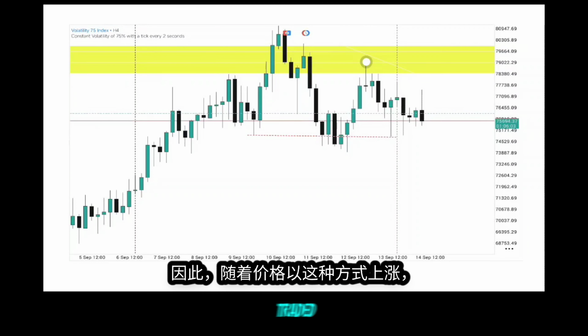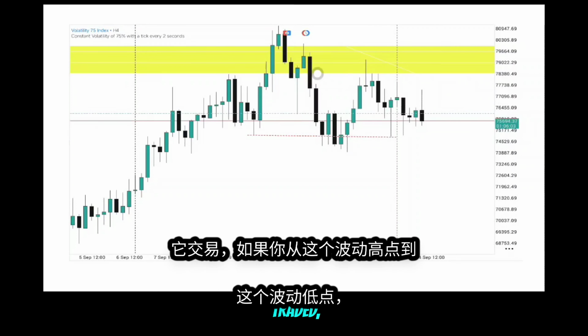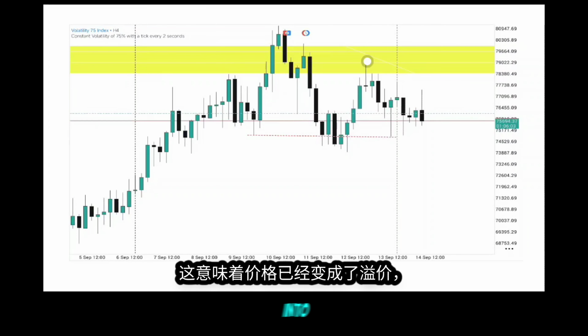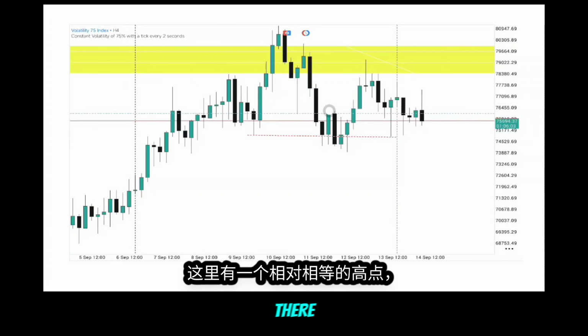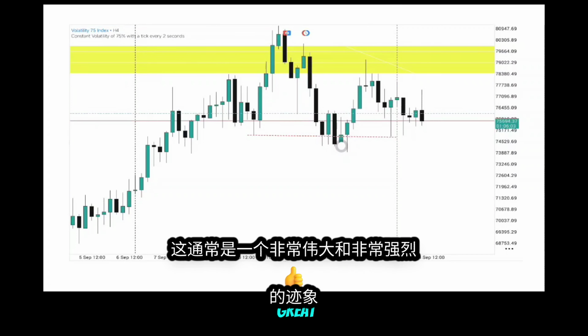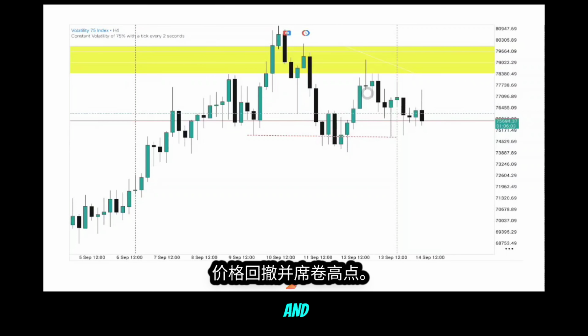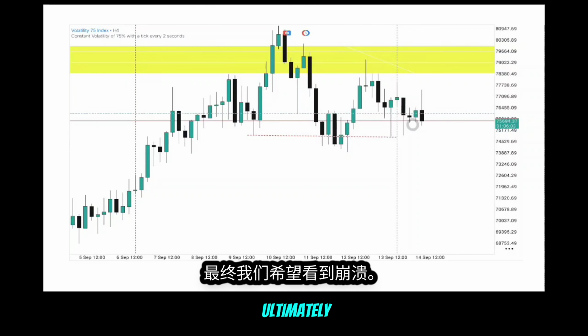So as price has traded high this way, coupled with the fact that when price was retracing into this area, if you take the swing from this swing high to this swing low, price retraced more than 50%, which means that price has traded into premium and then we want to see a rally down. Before price trades into premium, there are relative equal highs in here, which is usually a very great and very strong sign of price retracing and sweeping highs. So price has swept these highs and then retraced, and ultimately we want to see a breakdown.